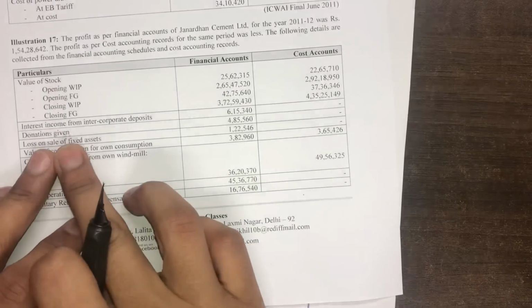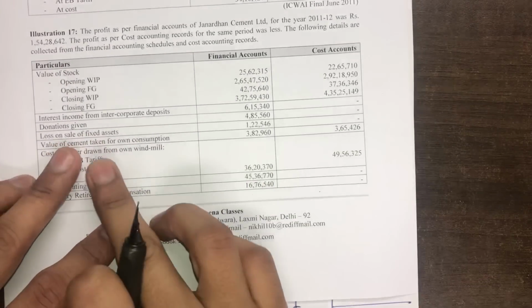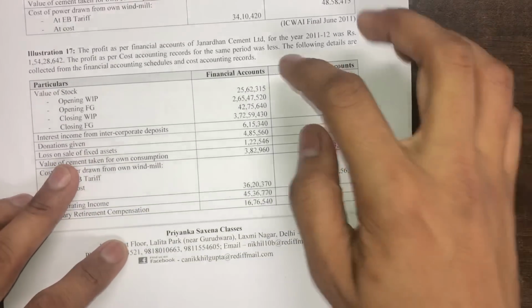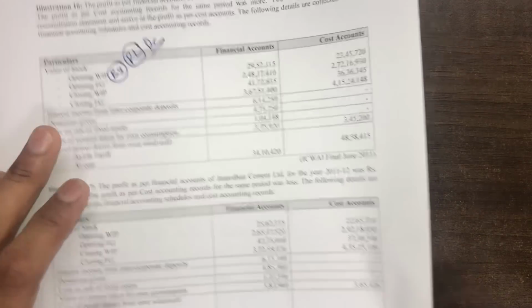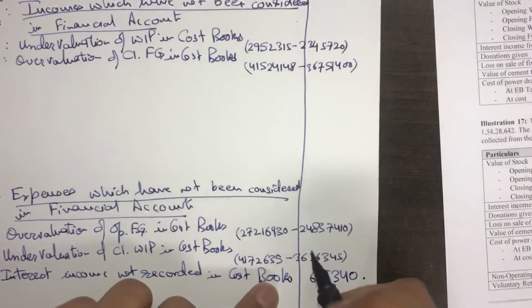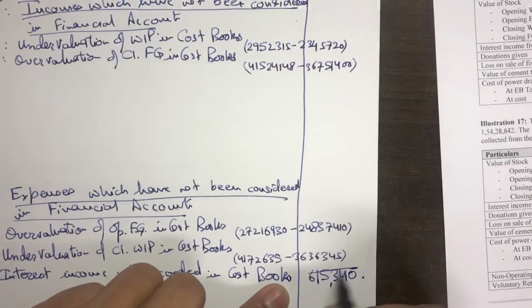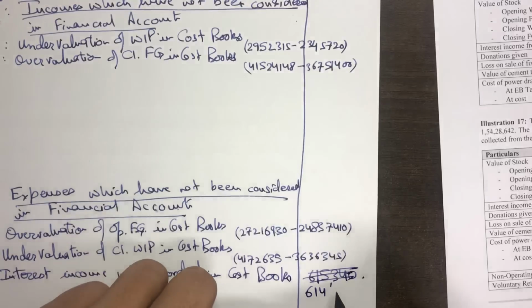Next item will be donations given. There is some donation which is given which has been recognized in the financial accounts. Okay, the amount is not 615,340. The amount is 614,250.